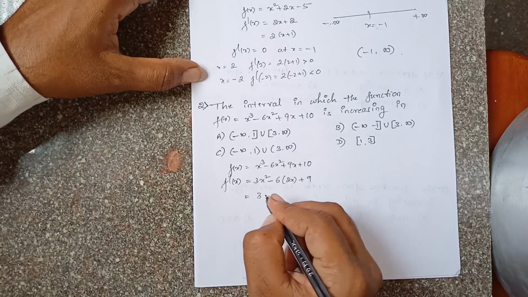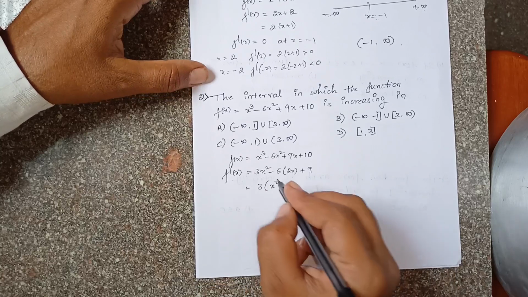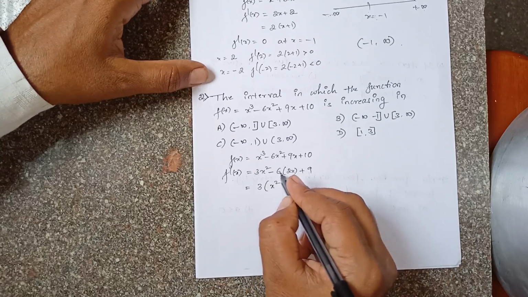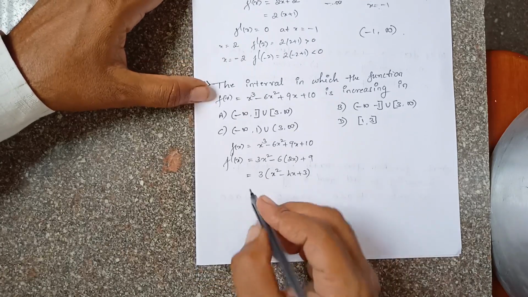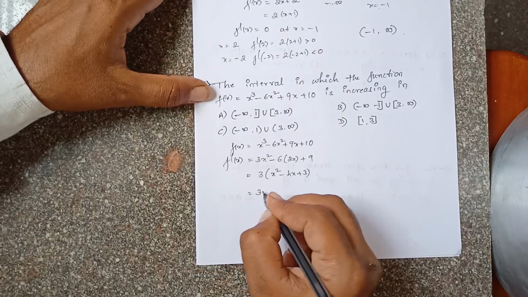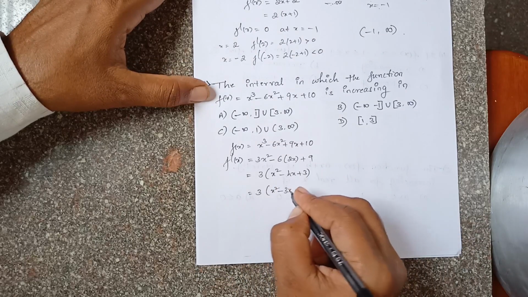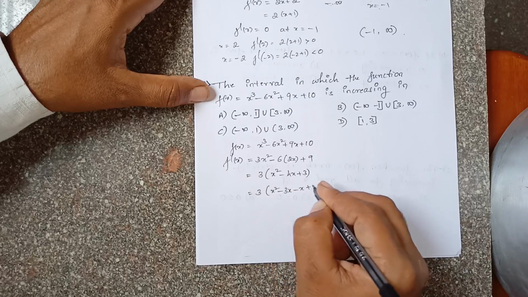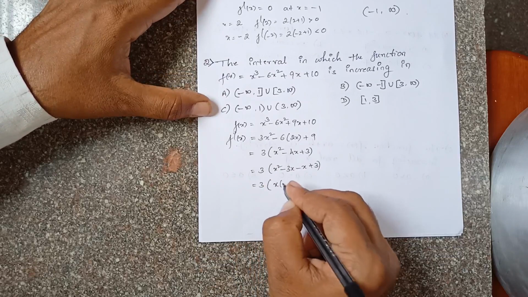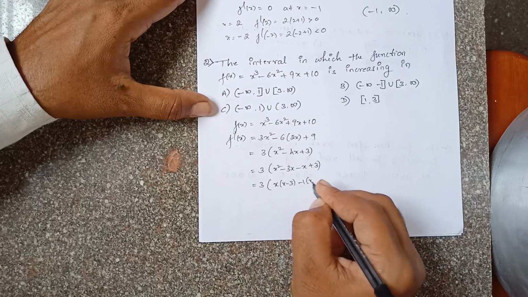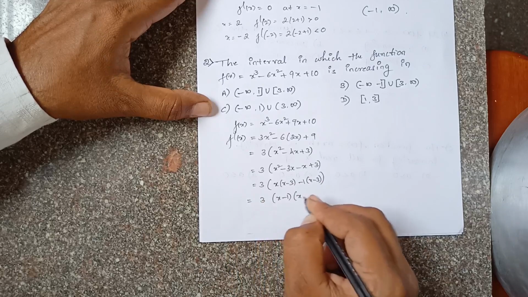Let me take 3 common here, 3 into x square minus 4x plus 3. If we take 3 common, for 2 remains, 2 into 2, 4. Okay, this is f dash of x, 3 into x square minus 4x plus 3. It is a quadratic equation. Let me split it as minus 3x minus x plus 3. Now this is equal to 3 into x minus 3 minus 1 into x minus 3, which is 3 into x minus 1 into x minus 3.